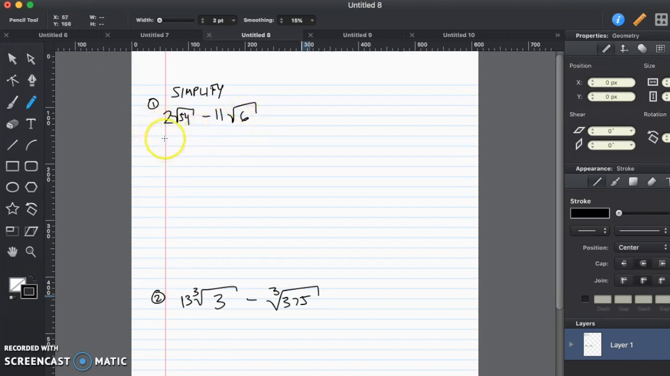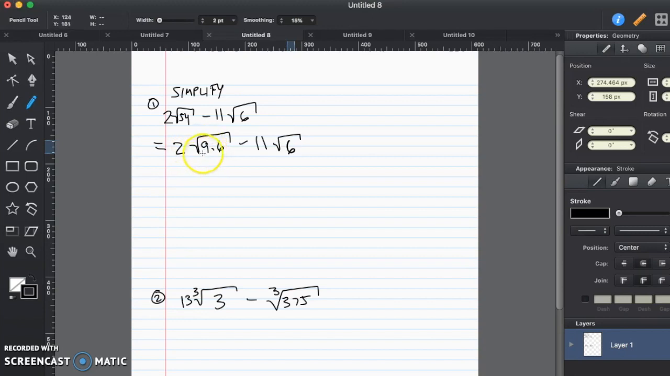So for example, let's look at example 1 here. I have 2 square root 54 minus 11 square root 6. Not a problem. I start to see some things we can do with that. What I'm going to do is break up this 54 into 9 times 6. And you might wonder, why 9 times 6? One, I already have a 6, so I'm looking for a factor with a 6. The other reason is that 9 is a perfect square, so I know I can remove it.